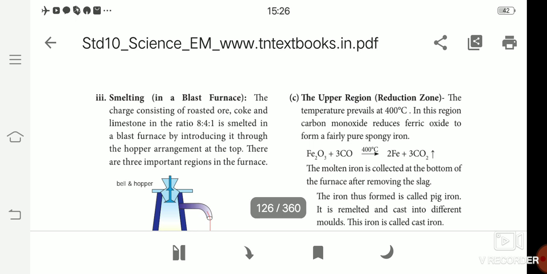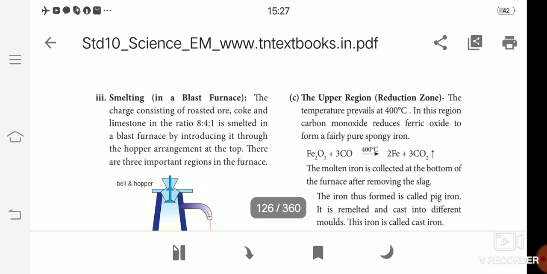Then the limestone. The calcium carbonate is heated and decomposed at high heat, so the product is carbon dioxide. Then another reaction: calcium oxide and silicon dioxide react to form calcium silicate, calcium silicate.